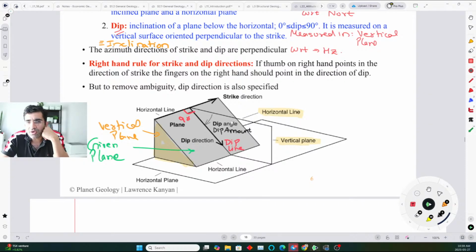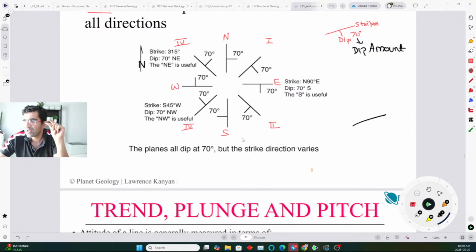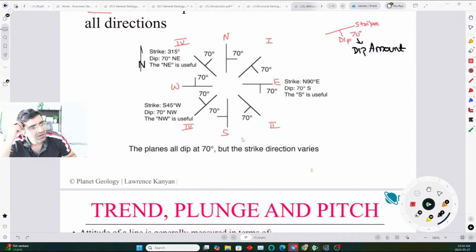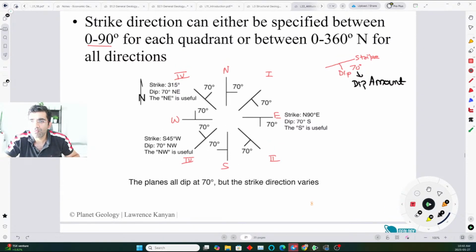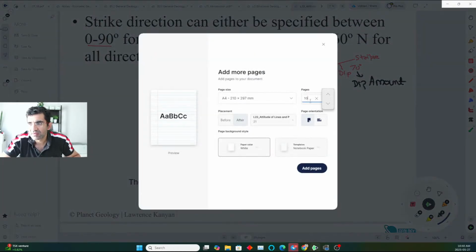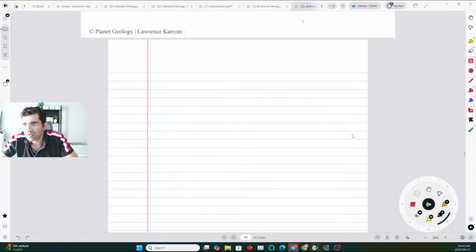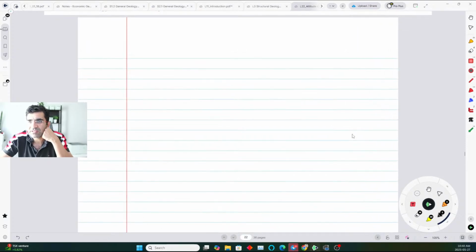Okay, so when you see a symbol like this and written like 60 degrees, they will not specify this direction or this direction. You don't have to write strike direction or dip direction. The number that you say is just the dip amount. Why do you think that is the case?